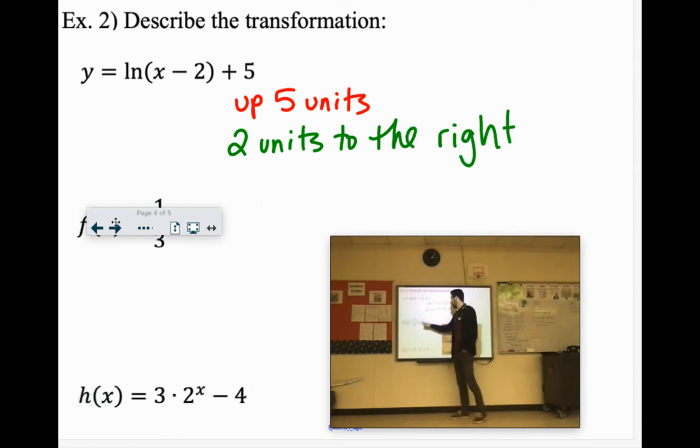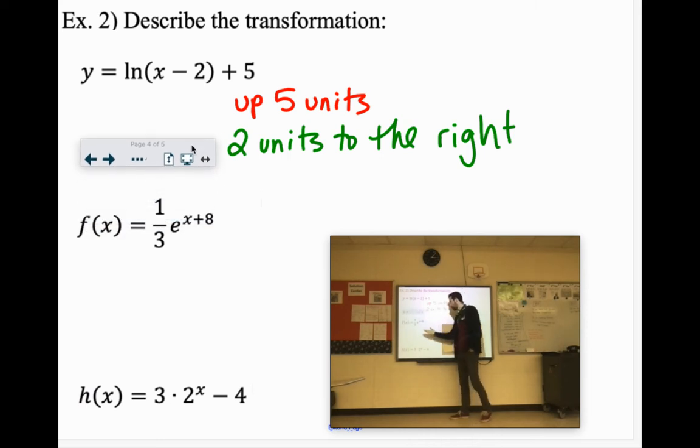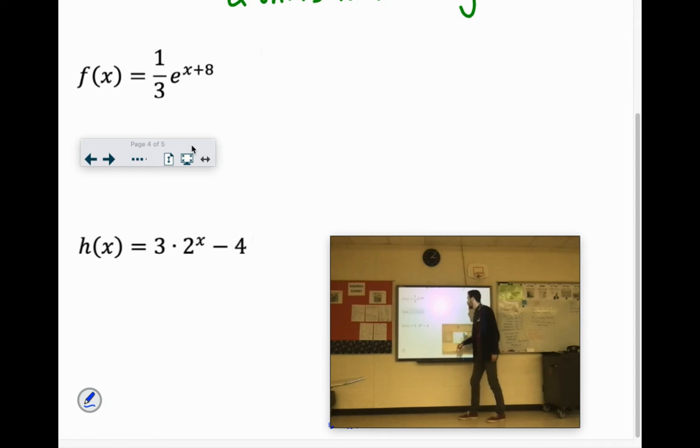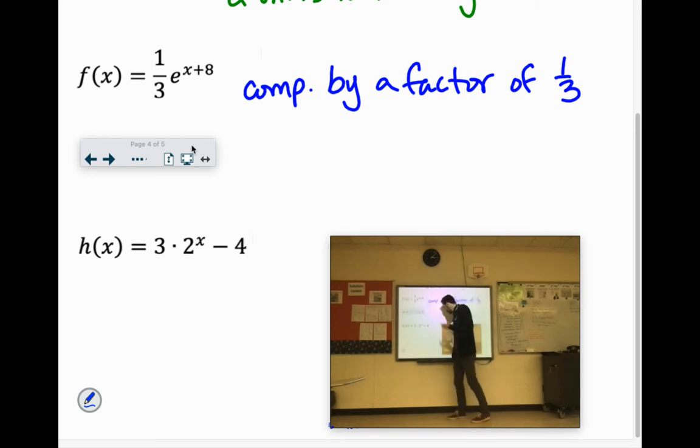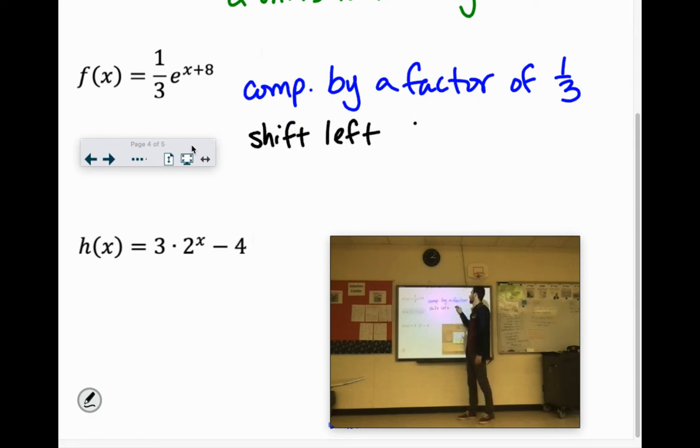All right, let's check out this one. 1/3, okay, it's in front, so that would be a stretch or compression. Now, since it's between 0 and 1, it's compressed by a factor of 1/3. Let's see if I can scoot down. Here we go. Compressed by a factor of 1/3. The plus 8 grouped with the x, that's your right and left shift. So this would shift left 8 units.